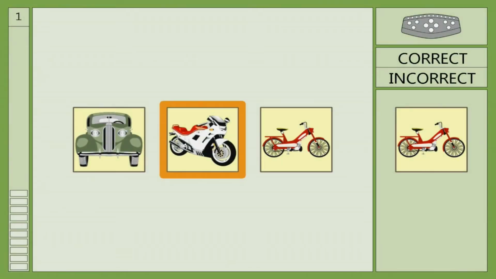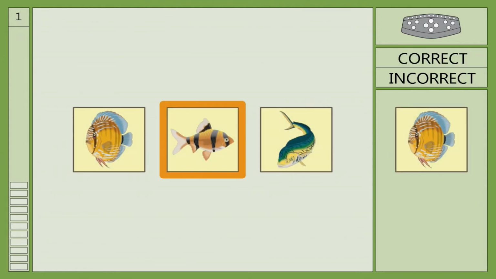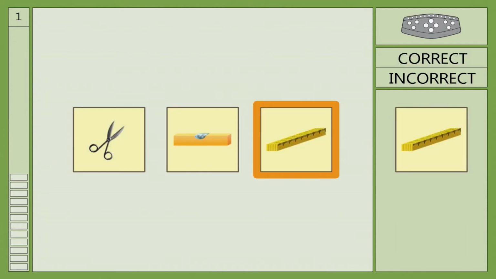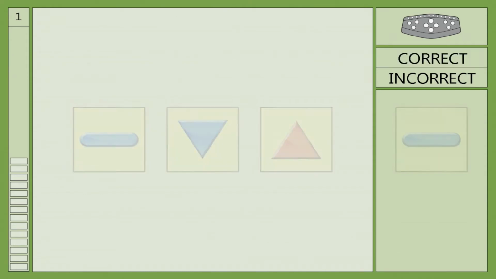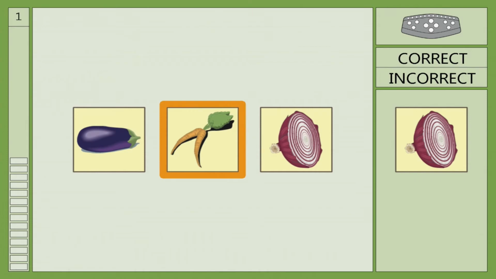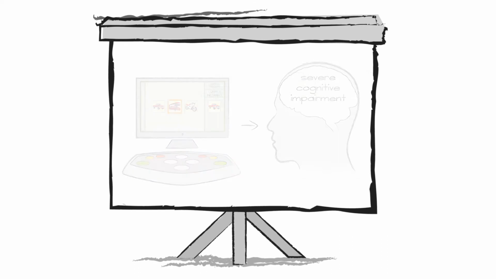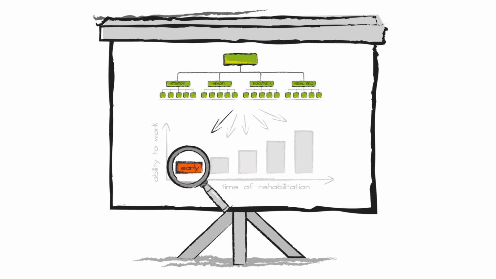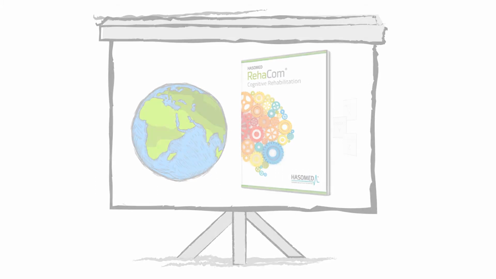Each therapy module starts very easy. In this example, the first level of difficulty of the therapy module, attention and concentration, is shown. The patient's task is to compare the images in the center of the screen in order to find the image on the right-hand side of the screen. This easy task can be solved even by patients with severe cognitive impairments. So most RehaCom modules can be used by these patients in early rehabilitation. No other product on the market offers this solution.